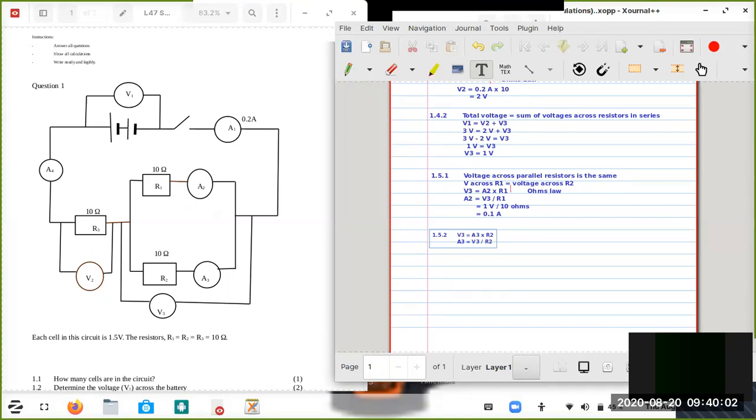All right, then from there, I'm going to substitute the voltage, it's 1 volt, then we divide by the resistance, which is 10 ohms.